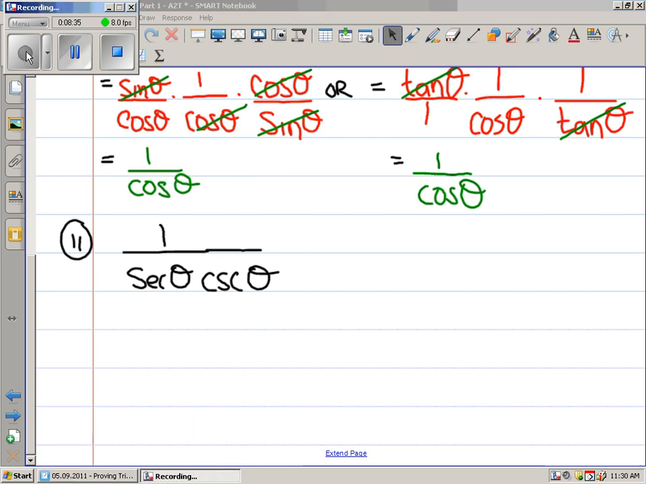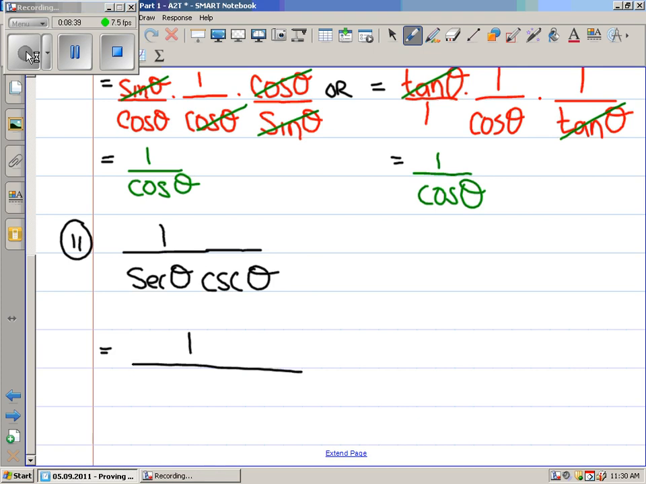Good job, Lil. Let's try. We got 1 divided by 1 over the cos of theta times 1 over the sine of theta.